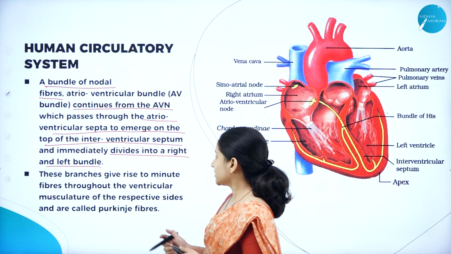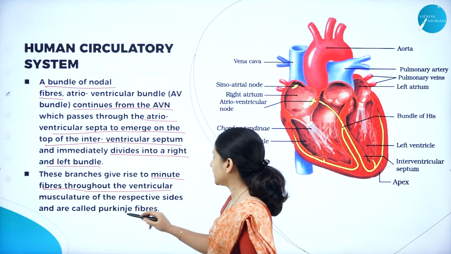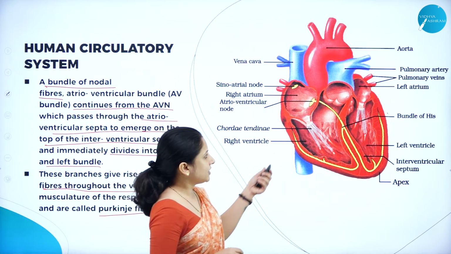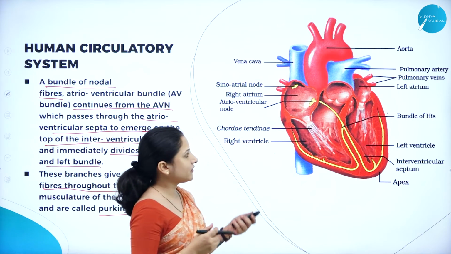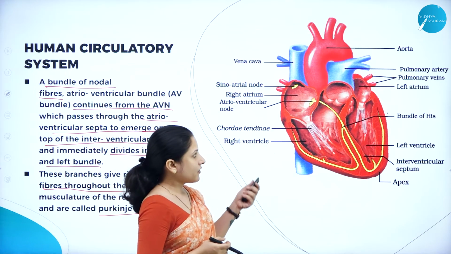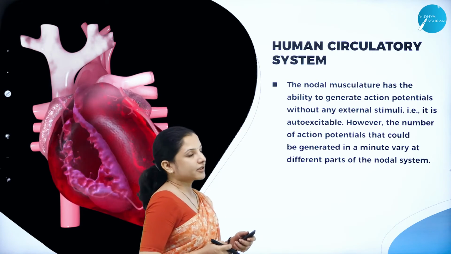And these branches give rise to minute fibers throughout the ventricular musculature, and they are called the Purkinje fibers. These fibers are very, very minute, and they are also called the Purkinje fibers. So moving further, the nodal musculature has an ability.